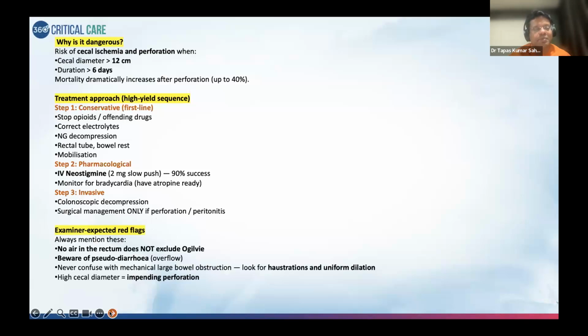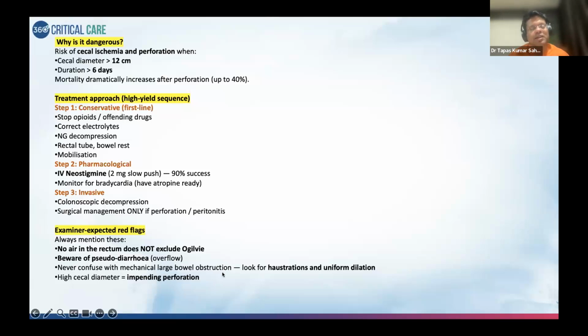Examiner expected red flags. Always mention no air in the rectum doesn't exclude Ogilvie. Beware of the pseudo diarrhea. It's not always that there would be constipation. Just try to have this in your mind: it would be pseudo diarrhea.